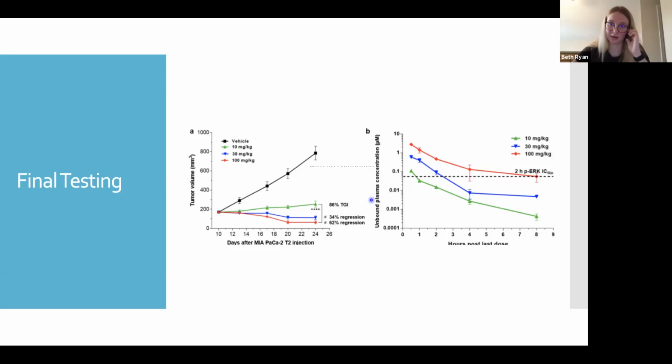And then once again, this was comparing how much of the compound is unbound in the plasma. So how much is just floating around in your bloodstream. And it's the hours past the dose. So they gave this baseline of the 2-hour p-ERK IC50, which is how much of the drug is needed to inhibit half of ERK being phosphorylated. So that's their baseline.